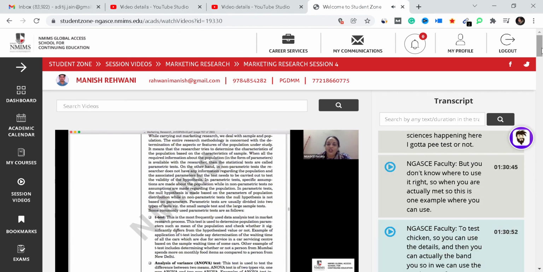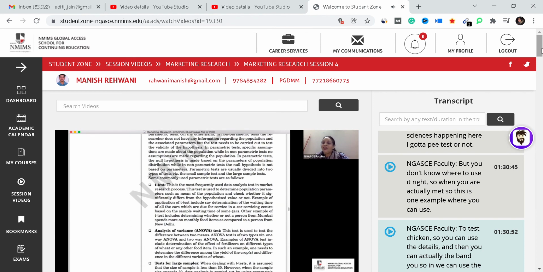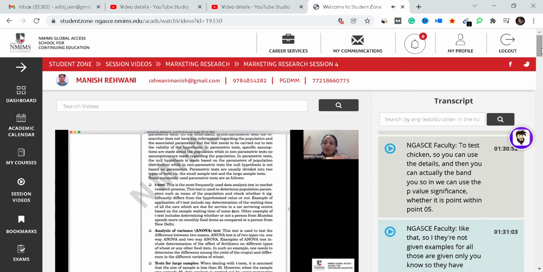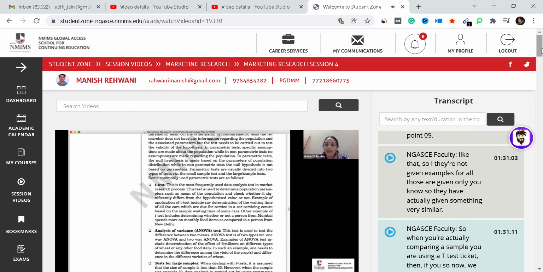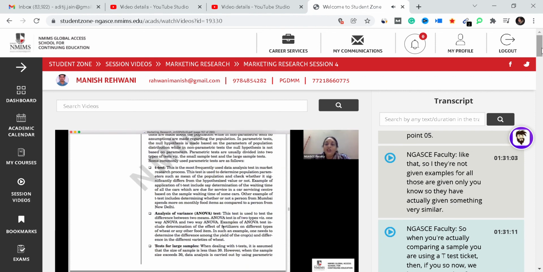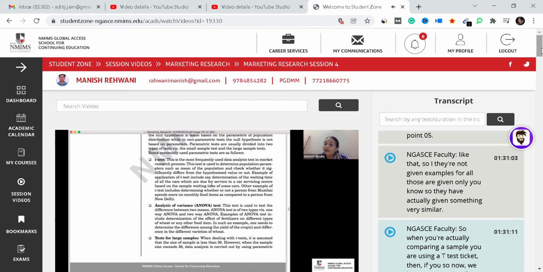So you can use the t-test and then you can use the p-value significance, whether it is within 0.05, like that. They're not given examples for all this. They have given only something very similar. So when you are comparing samples, you are using a t-test. Okay? Then now we had 2 samples.